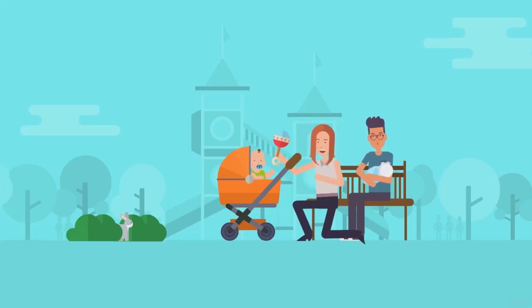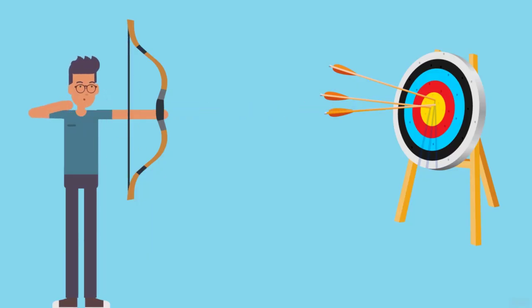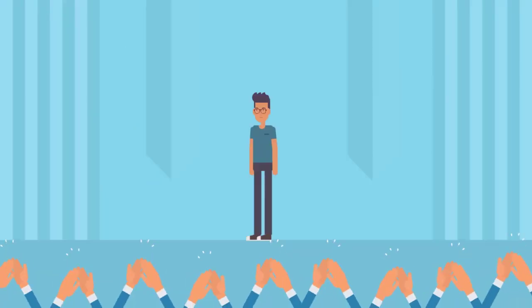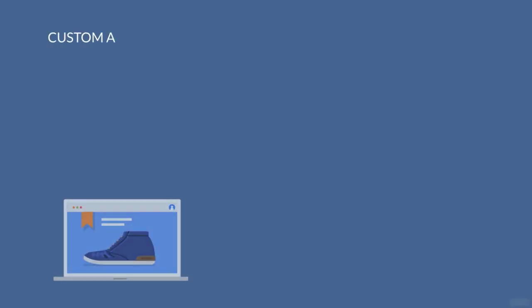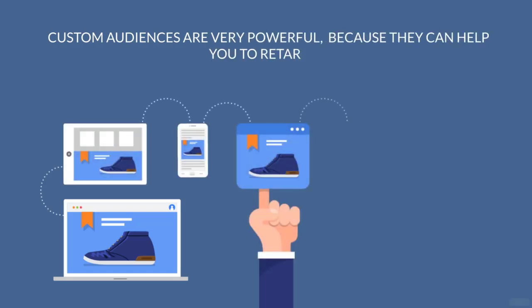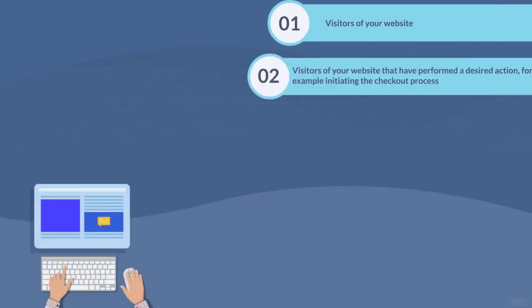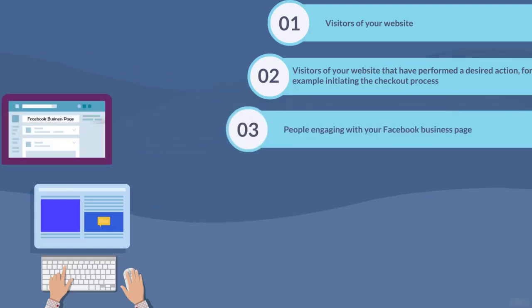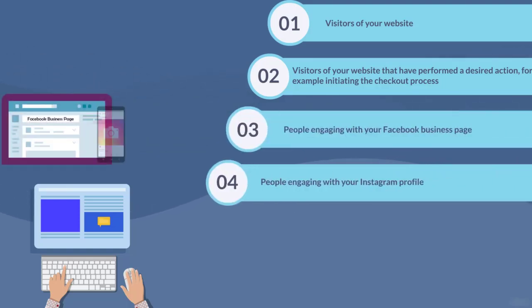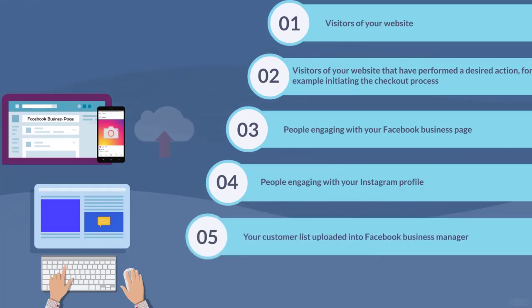During the consideration phase, your targeting is more precise. You can also use the power of custom and lookalike audiences. Custom audiences are very powerful because they can help you to retarget, number 1, visitors of your website. Number 2, visitors of your website that have performed a desired action, for example, initiating the checkout process. Number 3, people engaging with your Facebook business page. Number 4, people engaging with your Instagram profile. Number 5, your customer list uploaded into Facebook Business Manager.